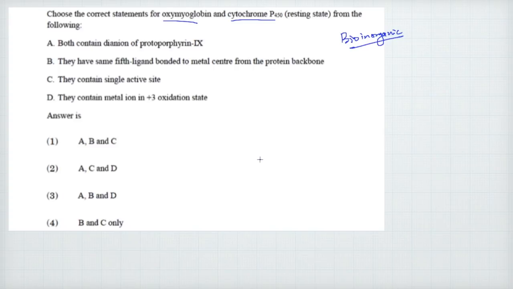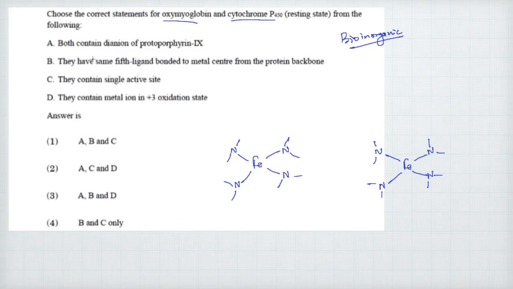If you look at the structure, for oxymyoglobin you have iron attached to a porphyrin ring like this. I'm not going to draw the whole molecule, but this is how it is going to look. The second one also has a central metal atom of iron, and again the porphyrin ring is attached to it. So in both cases, your central metal atom is attached to a porphyrin ring. So both contain the dianion of protoporphyrin. So option A is correct for both of them.